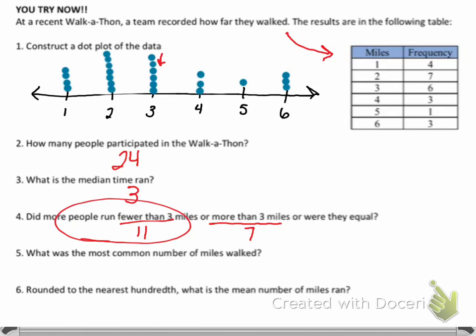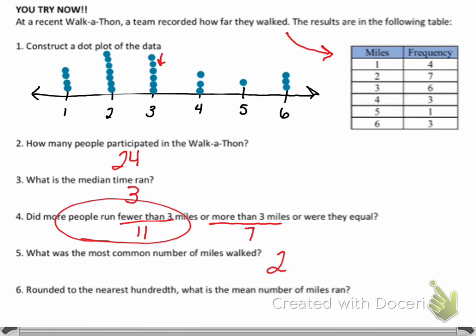Then question number 5 says, what was the most common number of miles walked? That would be 2, because there were 7 people that walked 2 miles. And then finally, number 6 says, round to the nearest hundredth, what is the mean number of miles ran?